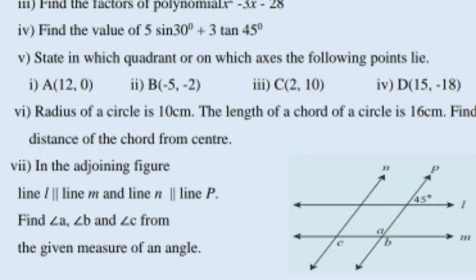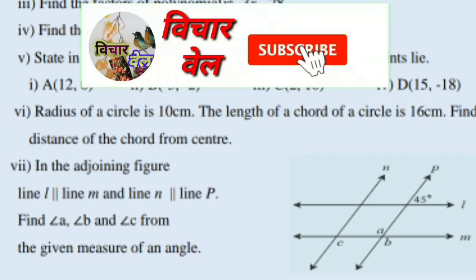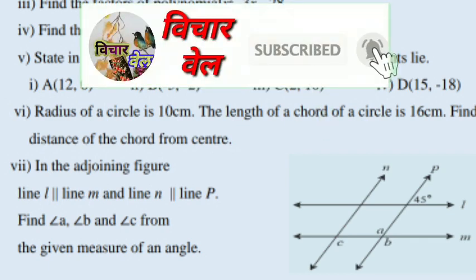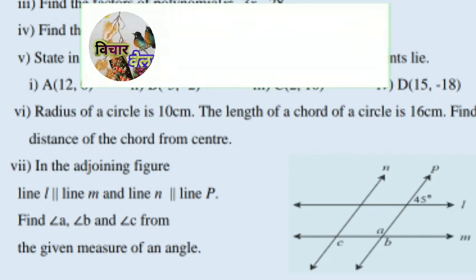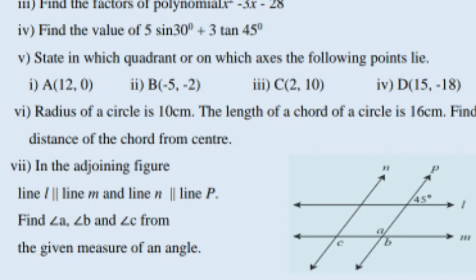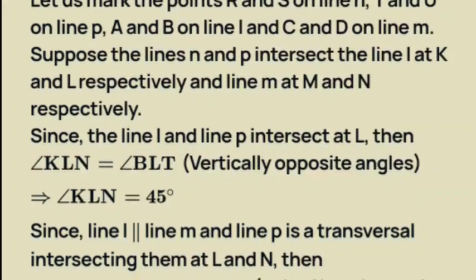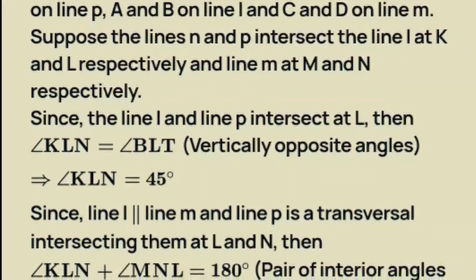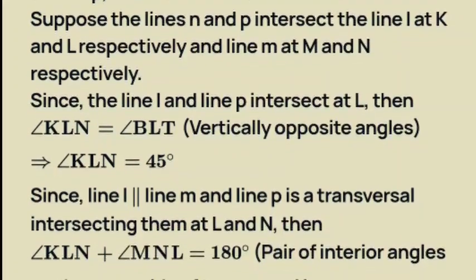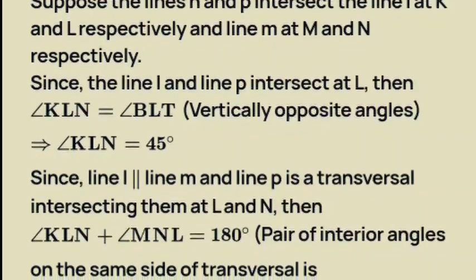Next question, question 7. In the adjoining figure, line L is perpendicular to M and N is perpendicular to P. Find angle A, angle B and angle C from the given measure of an angle. So let us mark the points R and S on line N. So friends, pause the video and write the whole answer.